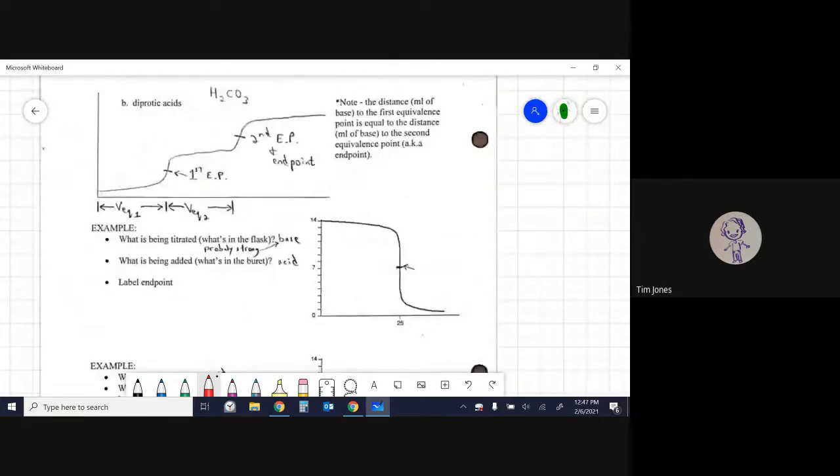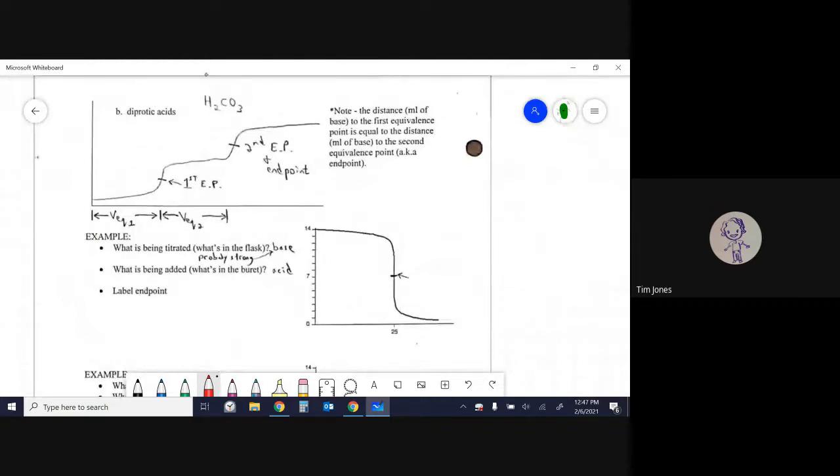Here's a slightly more complicated titration because it's got a diprotic acid. This is just an example. It's not necessarily the graph of carbonic acid, but it would look something like this. pH starts low, and notice you get 2 jumps. The first jump is where the first hydrogen was removed. You get a second jump where the second and final hydrogen is removed, and that could be referred to as the second equivalence point or the endpoint.